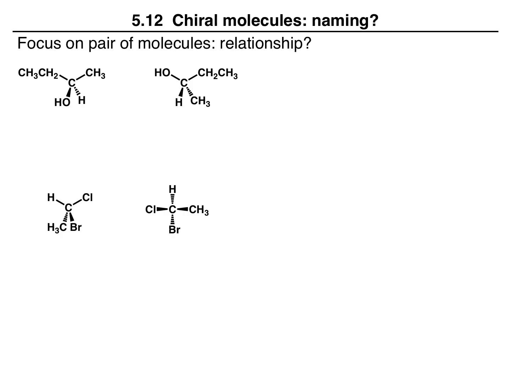Now, a few slides ago, we were focusing on a pair of molecules, determining the relationship. Here we have a chirality center. This is connected to H, methyl, ethyl, OH. Here's our chirality center, H, methyl, ethyl, OH. So this chirality center is connected to the same four groups. So either we have different representations of the same compound, or we could have a pair of enantiomers.